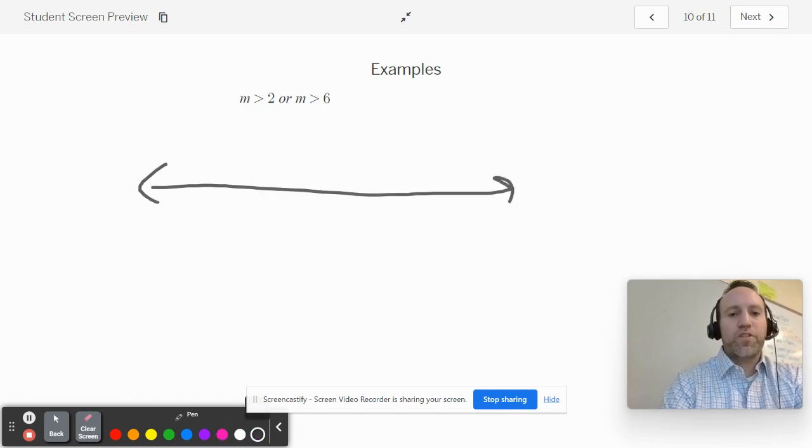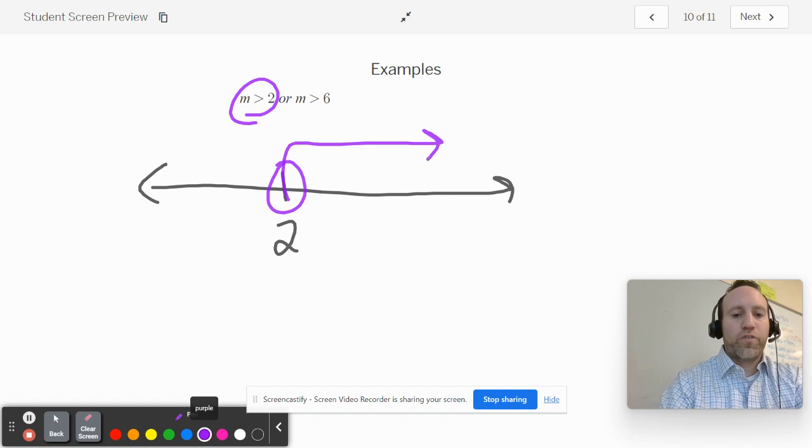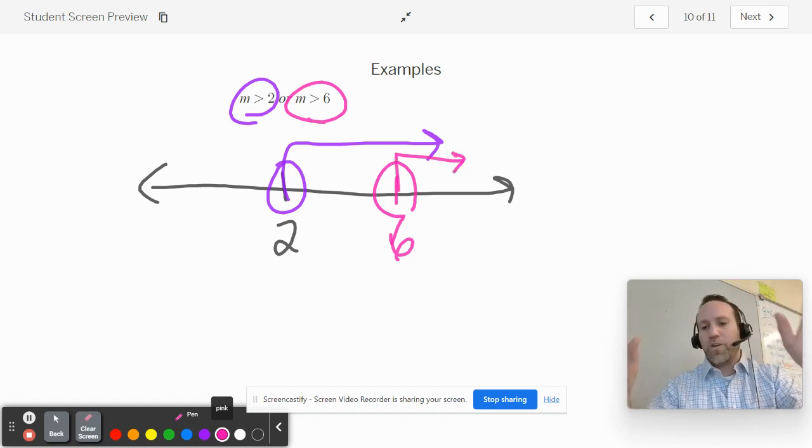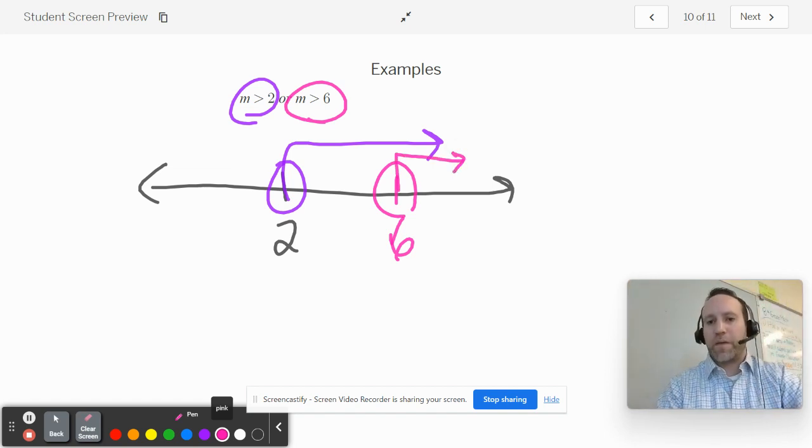Or statement. We have m greater than 2 or greater than 6. So you might have thought from the previous examples that it's always going to be shaded towards each other, whatever. Don't fall into that trap. You just graph each of them separately. And in this example, it's an or statement. So it's anything at all that is shaded.